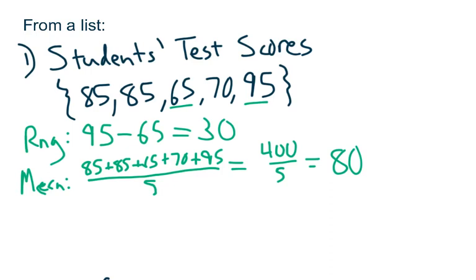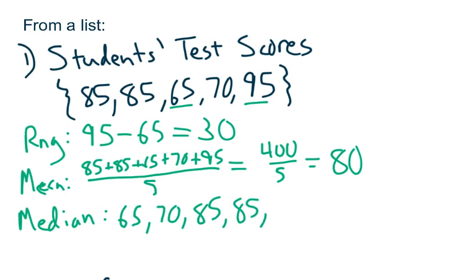Let's go with median. Median, we have to rearrange these either from smallest to largest or largest to smallest. I'll go smallest to largest. So 65, 70, 85, 85, 95. Now be careful and take your time with it, because with larger data sets, it's hard to stay organized. Now that we have them all arranged, the middle term is going to be 85, and so our median is 85.